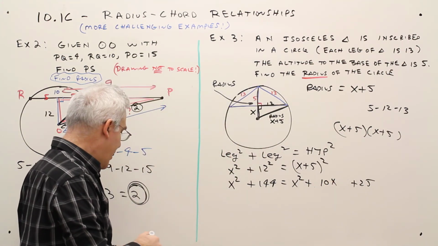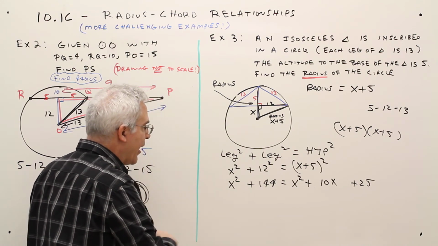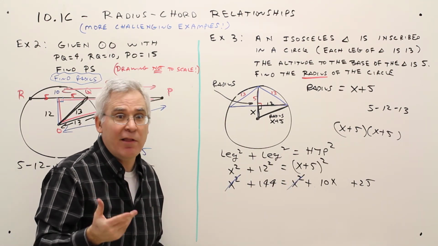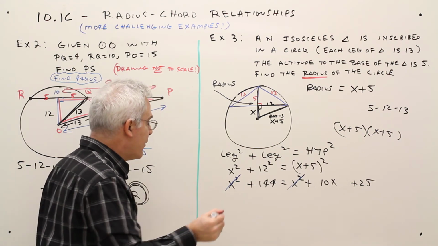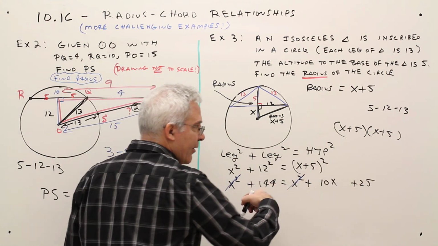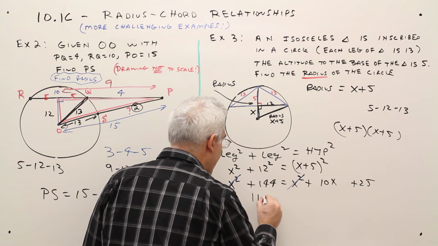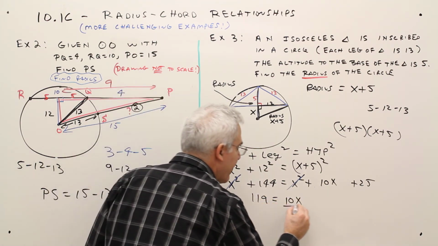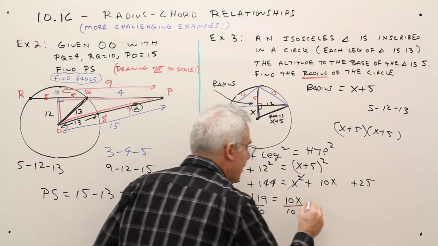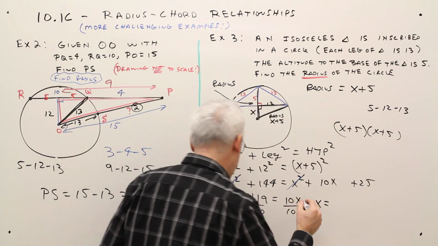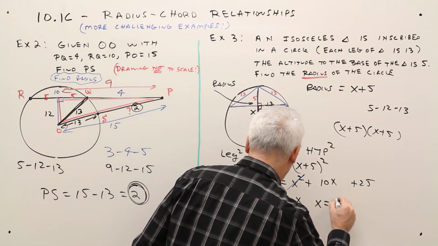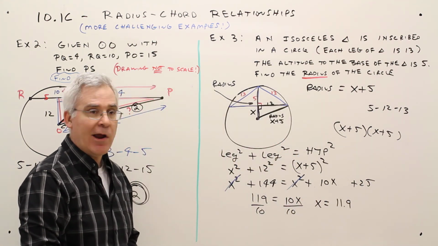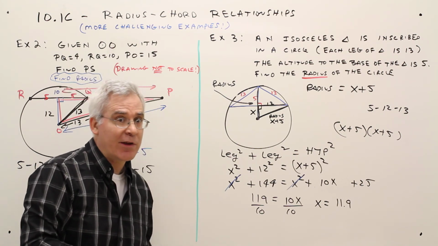All right, well, I can cancel an x squared from each side, so it's no longer a quadratic, it's just a linear. That makes it much easier. So let's see what I've got here. I can take the 25 away and say 119 equals 10x. I can divide each side by 10 and get x to equal 11.9. All right. I don't care about x, so again, the 3 steps.